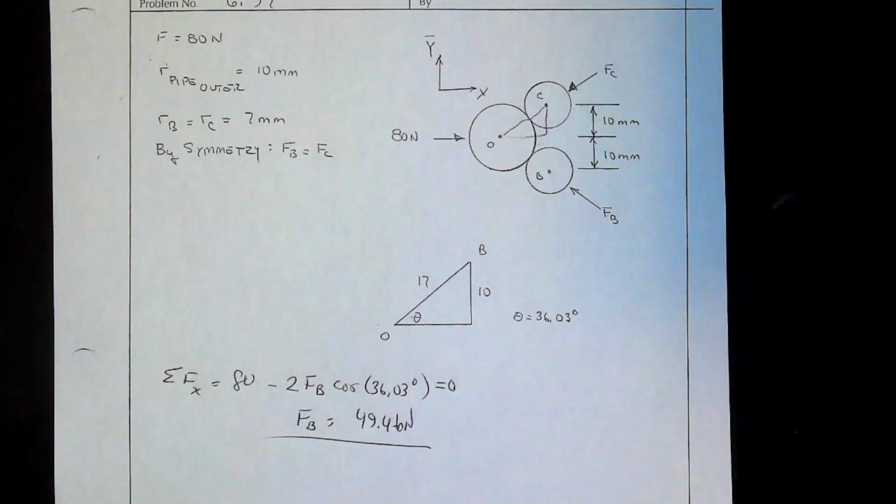That's what I have here. So we can get that angle is 36 degrees. We'll note that. If you look at the symmetry of this situation, there's 80 newtons here. The orientation of these rollers is identical. So by symmetry, whatever force is in FB is in FC, or vice versa. So we have that. All right.